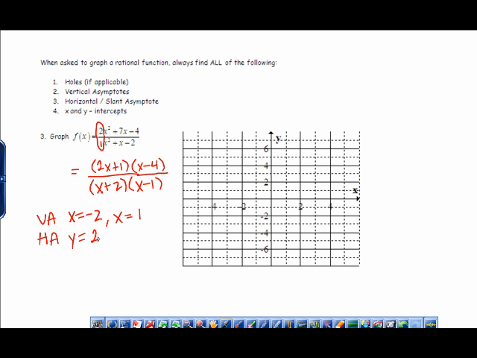Before I go any further, let's actually plot these asymptotes. When I plot them, I'm also going to label them: x equals -2, x equals 1. Always label your asymptotes, and y equals 2.